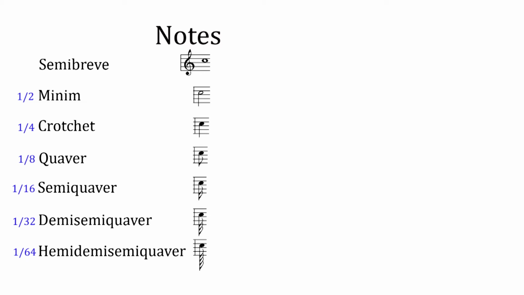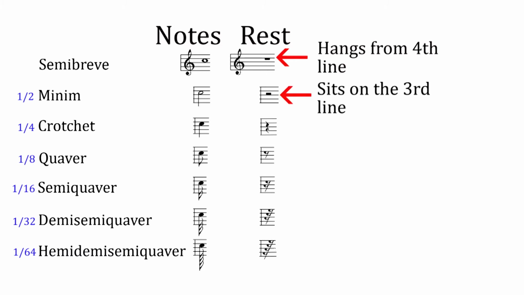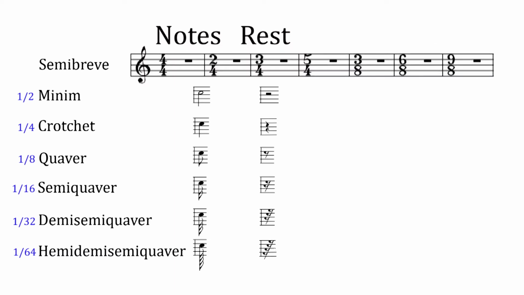However, music is not just made up of notes, it also contains periods of time where there is no music. These periods of silence are indicated by rest notes. For each note there's an equivalent rest note. Here are the rest notes. Note that the semi-breve rest usually hangs from the 4th line, whereas the minim rest usually sits on the 3rd line, but these symbols can hang or sit on any line, which makes it easier to read. The semi-breve rest is used to indicate a rest for the whole bar in any time signature.